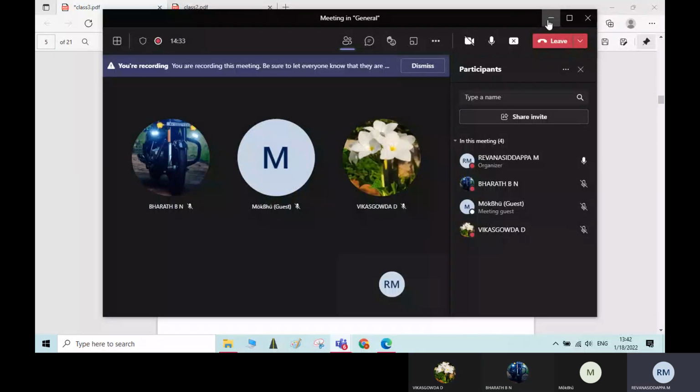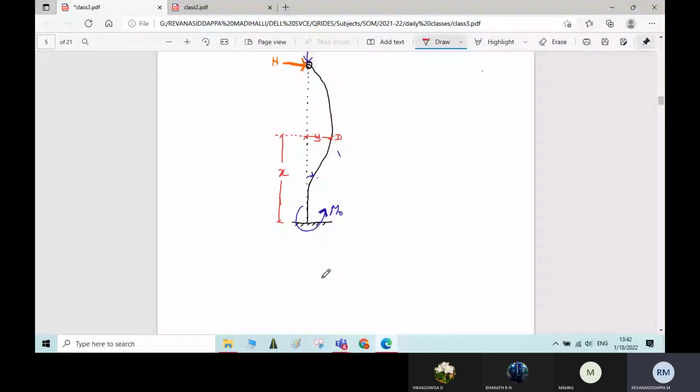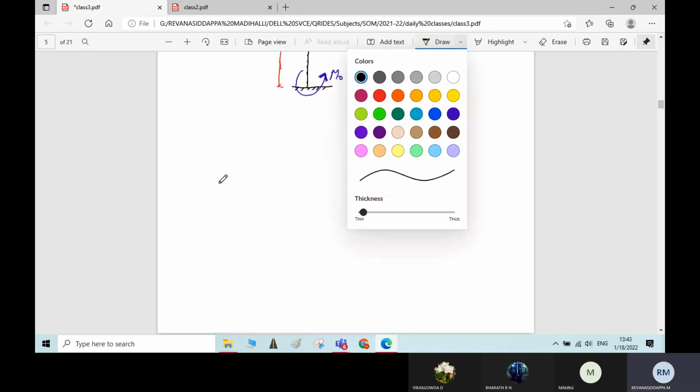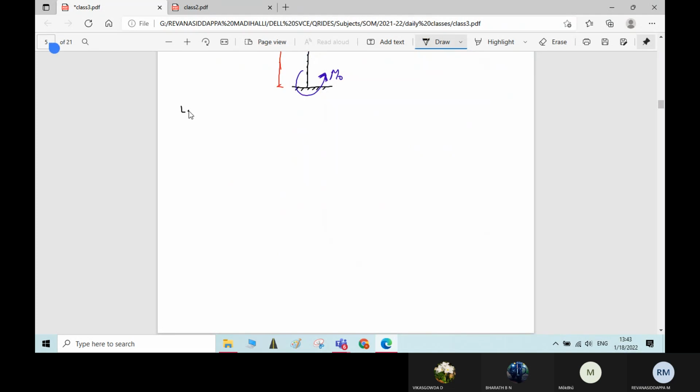Now I will move on to the actual derivation part. Here also we have to follow the same procedure that we followed for the previous derivations. Initially we have to take moment about D. Before that I will write: let P be the crippling load or buckling load.